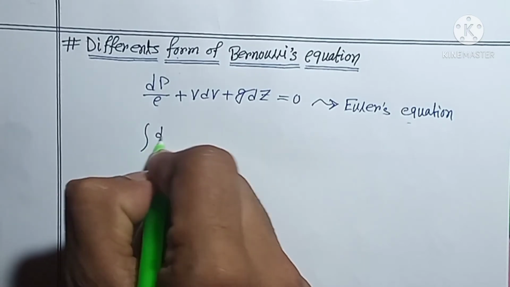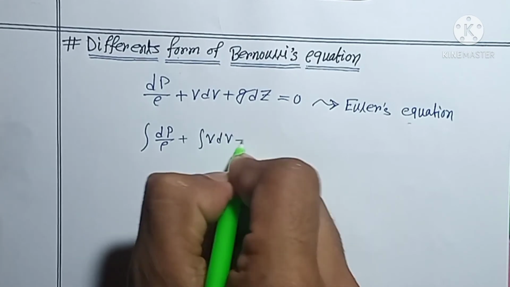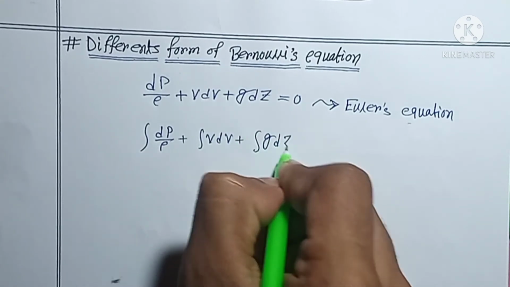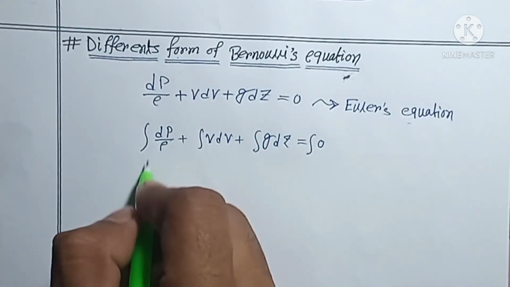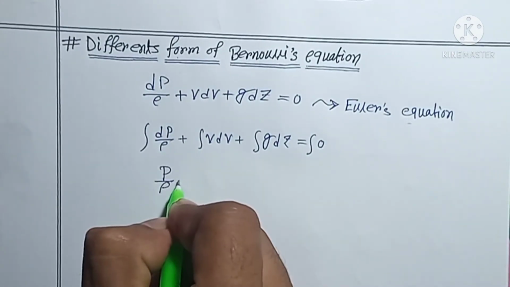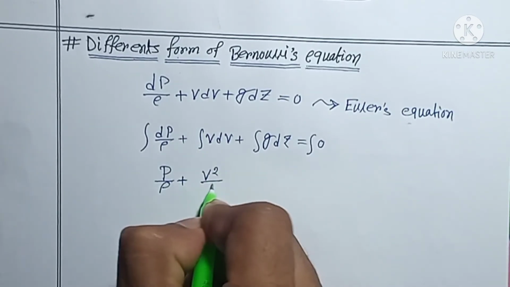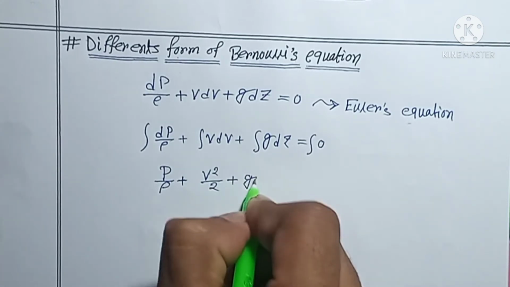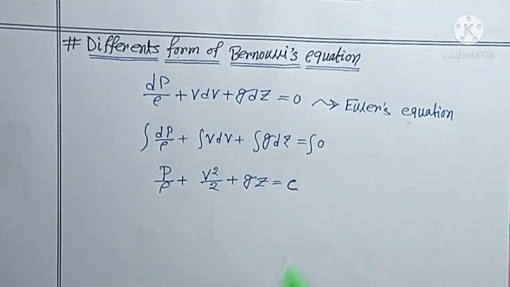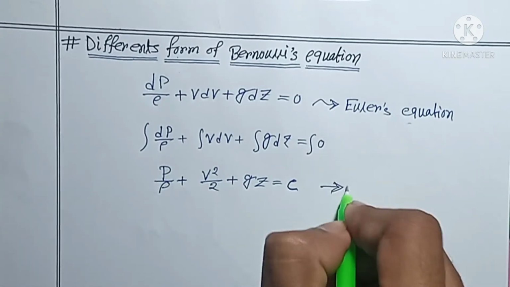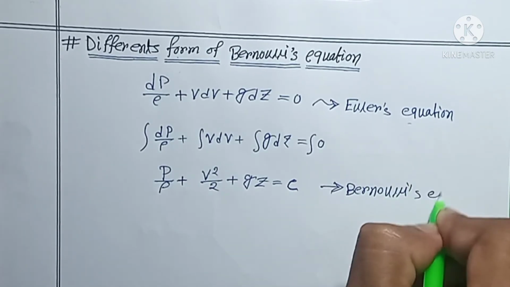Integrate dp by rho plus integration of v dv plus integration of g dz is equal to integration of 0. Now dp by rho, after integration, will be p by rho plus, integration of v will be v square by 2, plus gz, and integration of 0 will be constant. So this is known as the Bernoulli's equation.